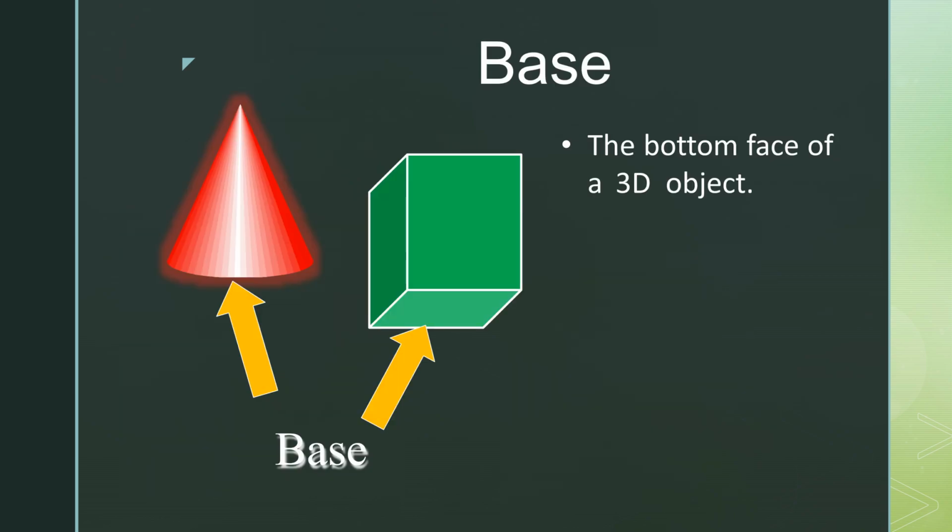So base is the bottom face of a 3D object. So we have a cone and we also have a cube. Now the part where you have the arrow pointed is called the base because that is the bottom face of the 3D object we have displayed on the screen, which is the cone and the cube. So the bottom face of a 3D object is called the base.